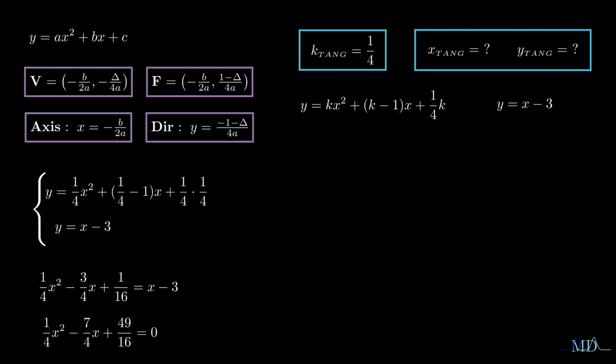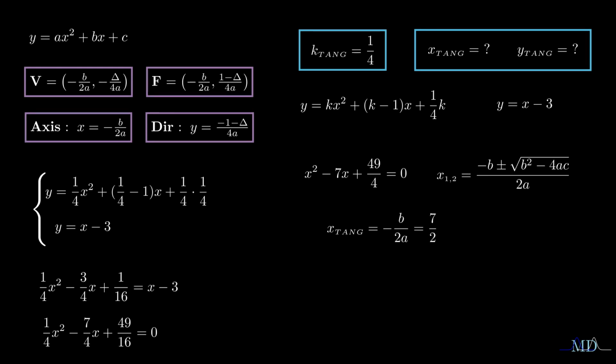We can simplify it by multiplying by 4, getting the equation x squared minus 7 times x plus 49/4. I have written on the screen the formula for solving a second-degree equation. Anyway, we already know that delta, b squared minus 4 times ac, is 0, because the line is tangent to the parabola. Therefore the solution is trivially minus b over 2 times a. In our case x equals 7/2.